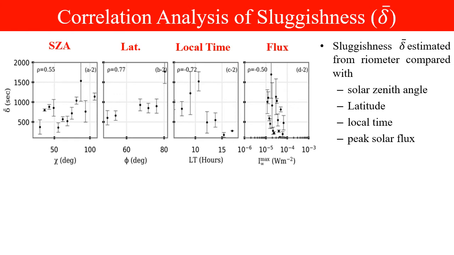First, we talk about the correlation analysis of the sluggishness. We did a correlation analysis of sluggishness, which is delta bar estimated from the riometer, compared with solar zenith angle, shown in the first panel. Then we did the correlation with latitude in the second panel, local time in the third panel, and finally the peak solar flux in the last panel.